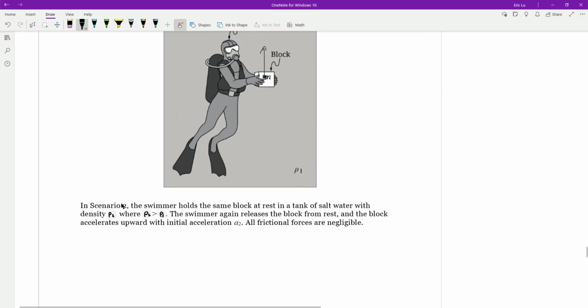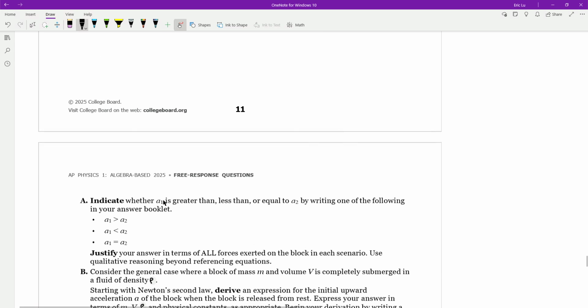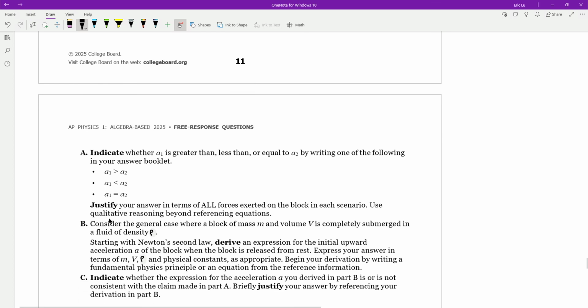In scenario 2, the swimmer holds the same block at rest in a tank of salt water where density ρ2, where ρ2 is bigger than ρ1. The swimmer again releases the block from rest and the block accelerates upward with initial acceleration a2. All frictional forces are negligible. So, indicate whether a1 is greater, equal, or less than a2 by writing one of the following in your answer booklet. Justify your answer in terms of all forces exerted on the block for each scenario. Use qualitative reasoning beyond referencing equations.